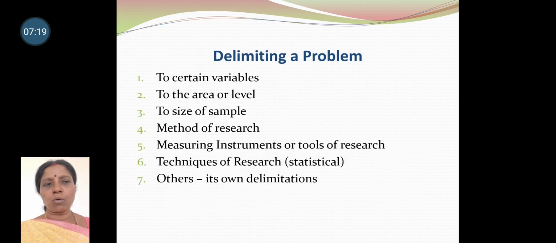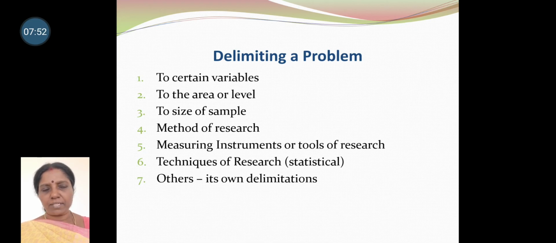Then delimiting the problems. You can't cover all the areas of the problem. You are constrained by your time and cost. So you have to delimit the problem. So you can delimit the variables. Then you can delimit the area or level. Area means here locality, or the level. Level means whether primary level or secondary level or collegiate level. Like that you have to limit that.